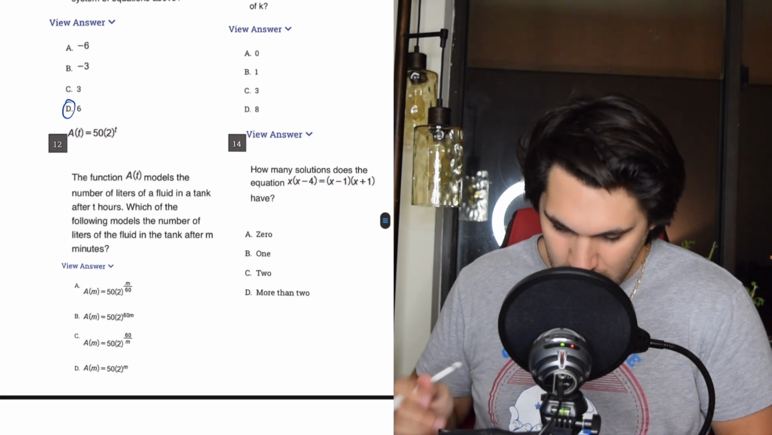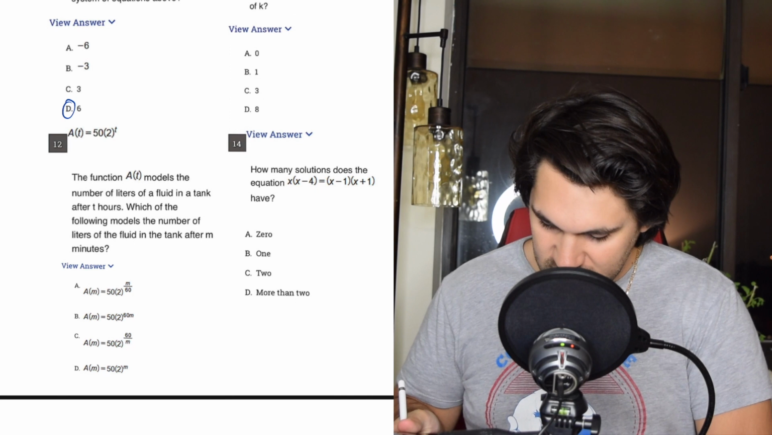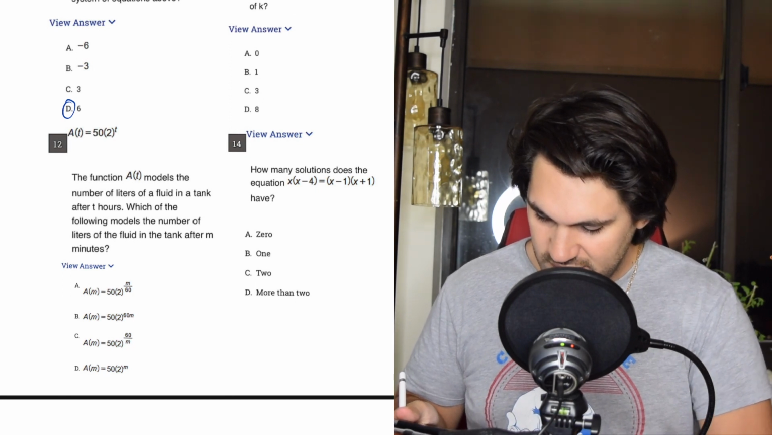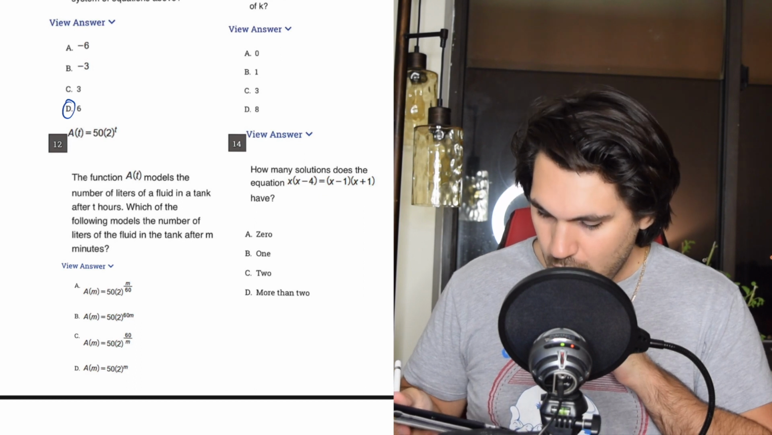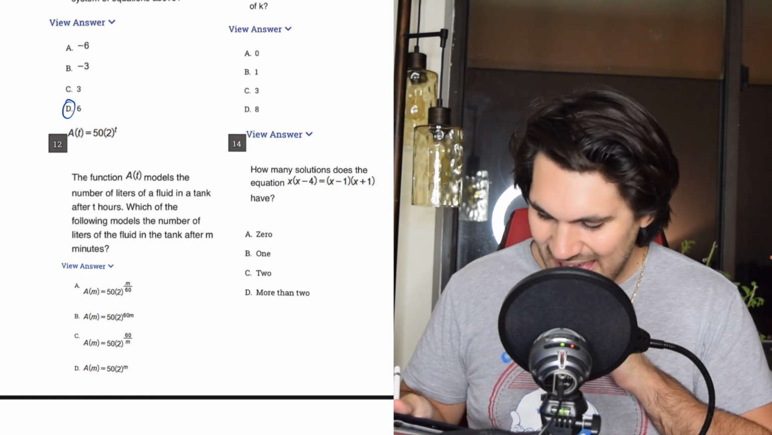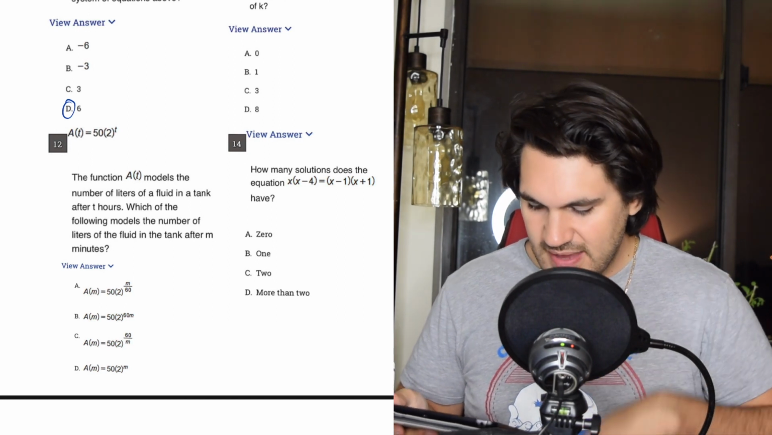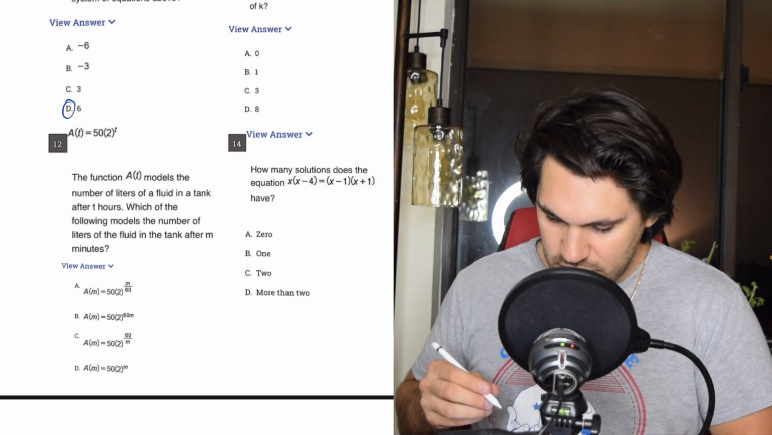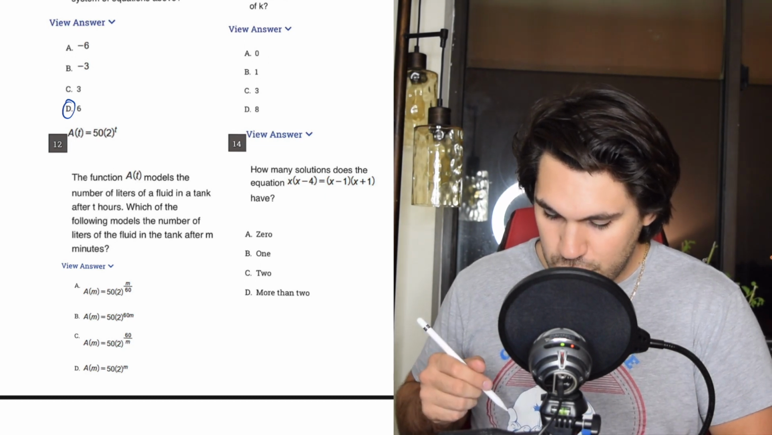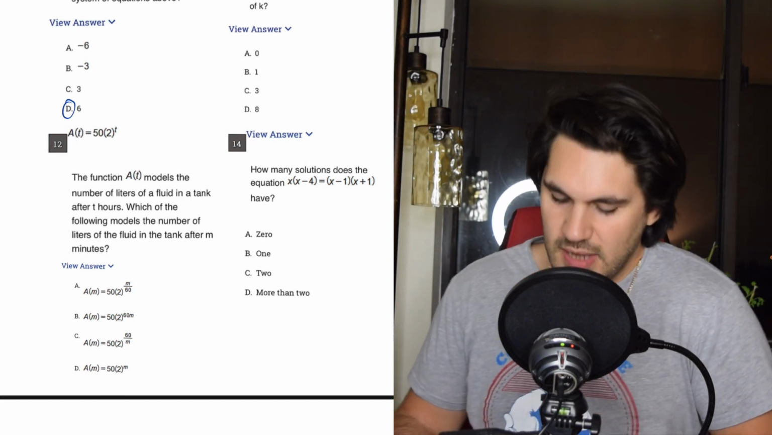Number 12, we have this function. Which of the following models the number of liters of the fluid in the tank after m minutes? Okay, well, right now T is in hours, right? So if T is in hours, we've got to get that into minutes. So one way you could do this is by plugging a number in to test out what would work.